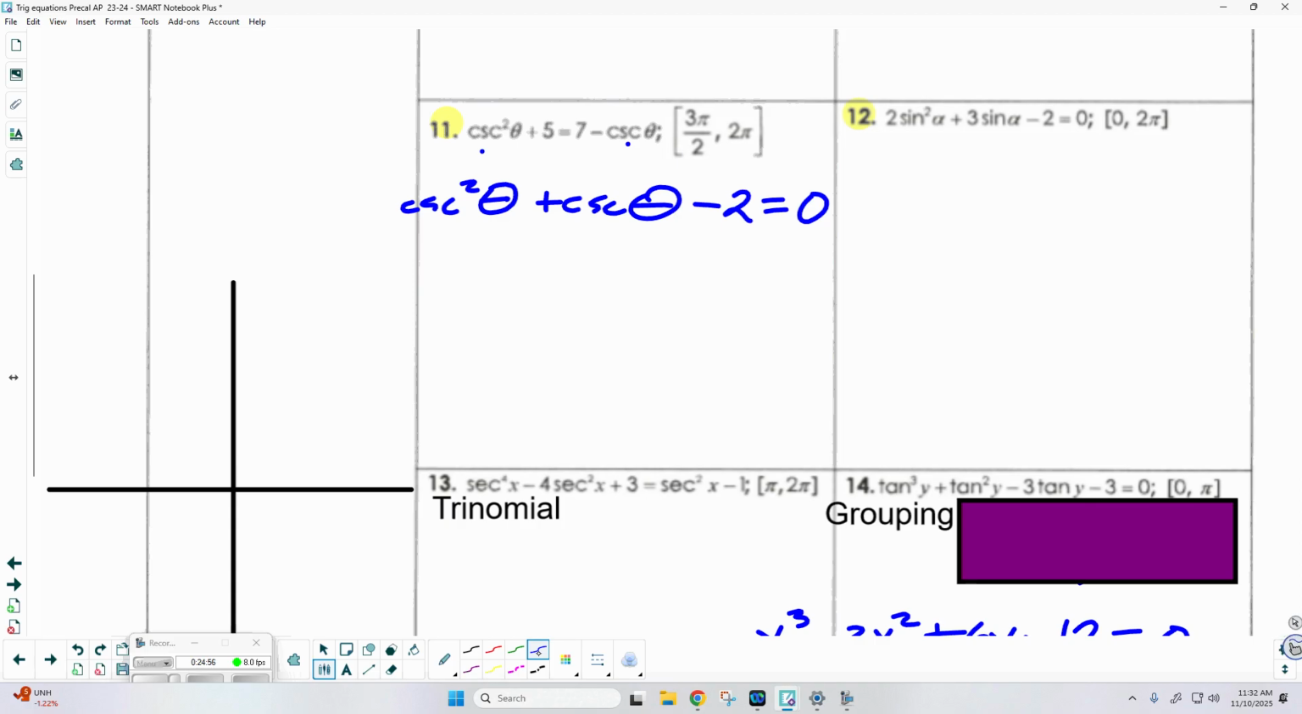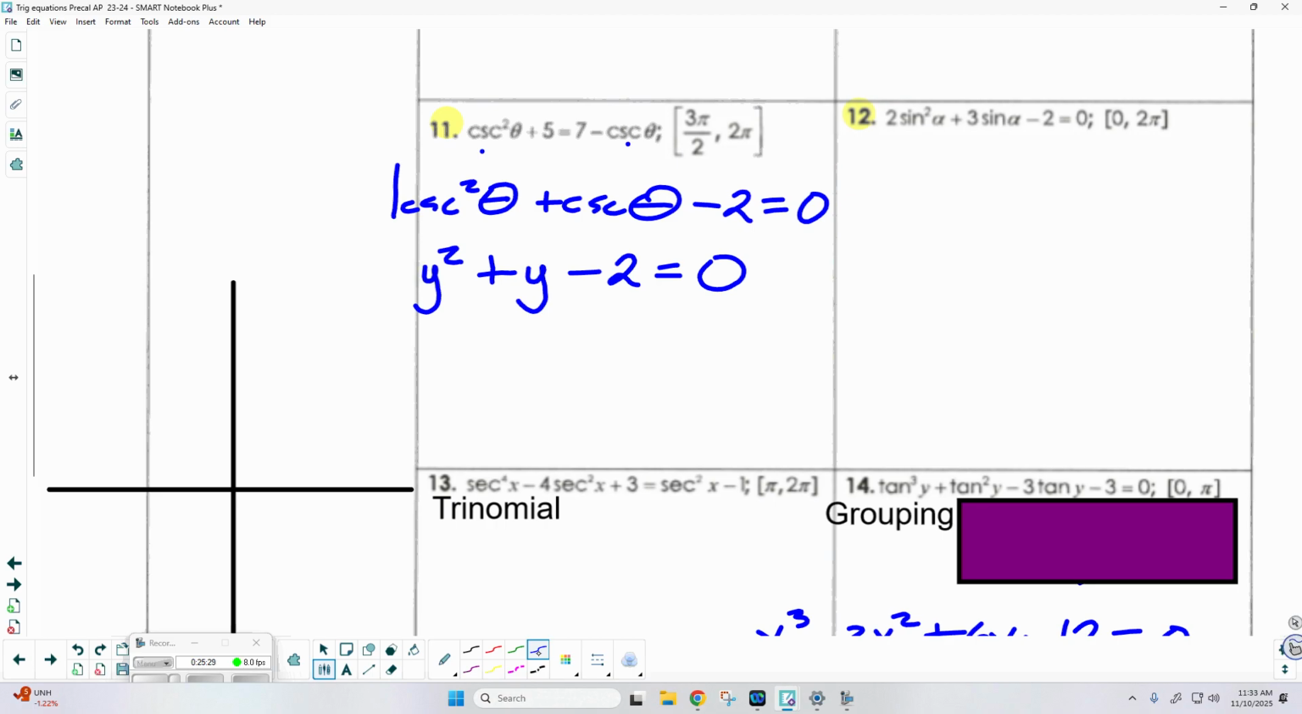Right. So this is a simple trinomial. Now, the reason we call it a simple trinomial is because the leading coefficient is a 1. Now, remember, you've already done this before. Just think about it in terms of a variable. Somebody give me a variable. Y. So let's say I write this as y squared plus y minus 2 is equal to 0. All I'm doing is replacing cosecant with the variable we chose. Okay? We know how to factor that.